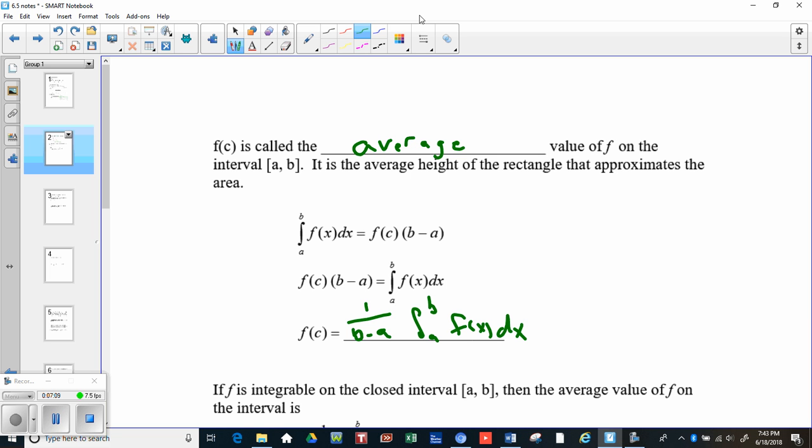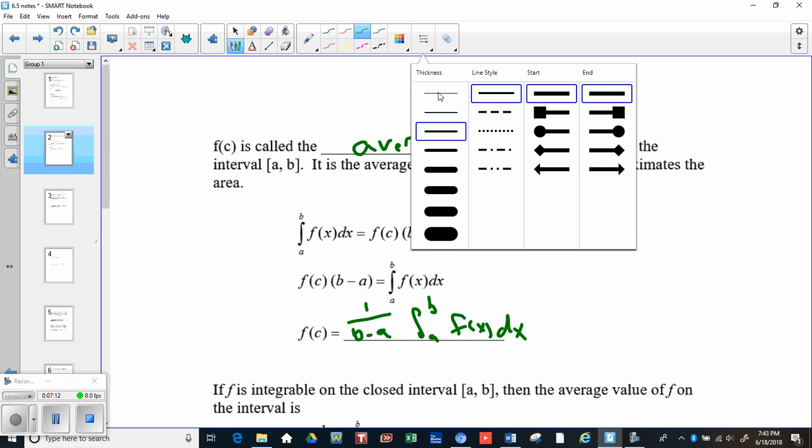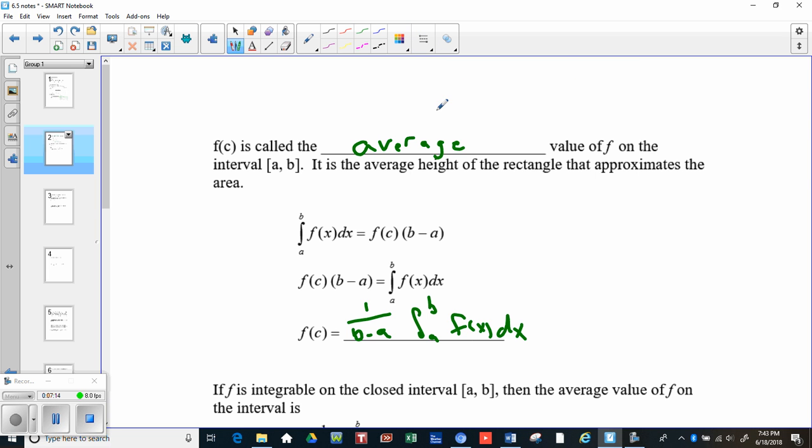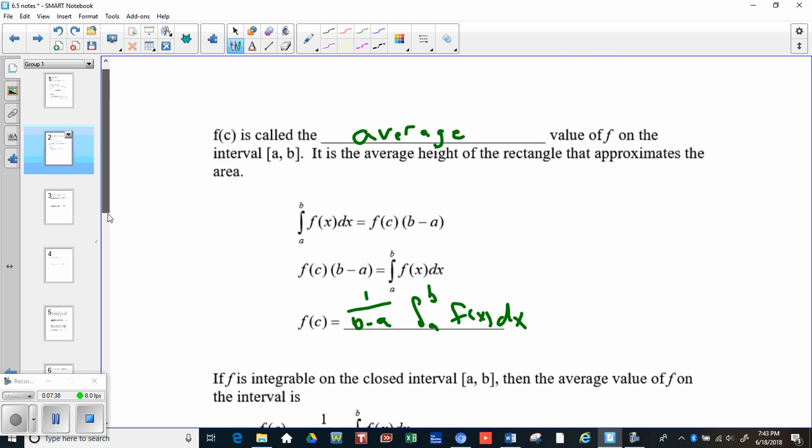Now, if you really think about what all this stuff means, the integral itself is saying, I'm going to add up a whole bunch of things. And then by dividing by b minus a, that's dividing by how many things you have. So this literally is an average. I've added up a whole bunch of rectangles, and I'm going to divide by the total number of rectangles that I can fit between a and b. Because it's an infinite amount, it is just the distance from a to b.